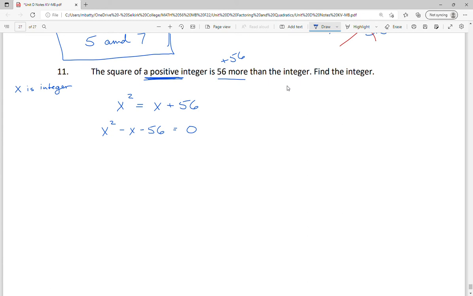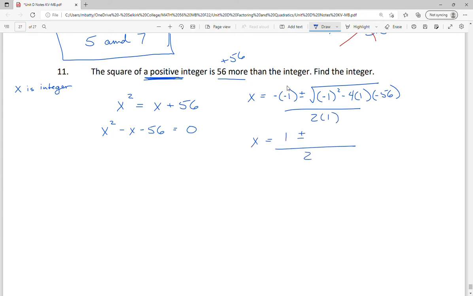Hopefully I didn't lose you. We now have a clear vision of what we can do for the quadratic. X would equal negative b plus or minus the square root of b squared minus 4ac all over 2a. Cleaning this up a little bit, grabbing my calculator to figure out what's underneath that square root sign, I get 225. This gives me the two options. So x could equal 1 plus 15 over 2, or x could equal 1 minus 15 over 2.